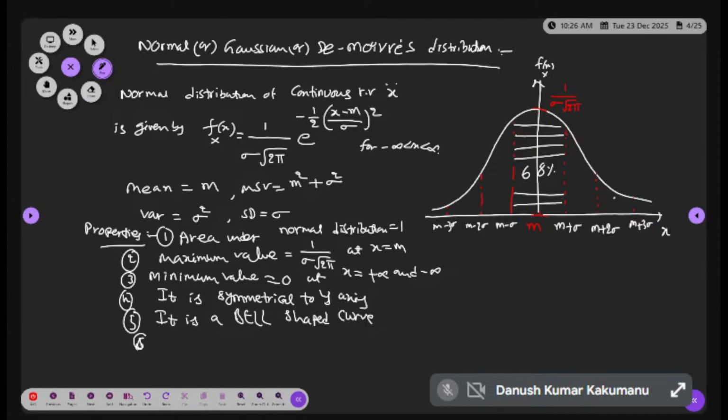Sixth property, mean is equal to mode is equal to median. Remember this also. Which distribution has mean, mode, median all equal? Normal distribution.